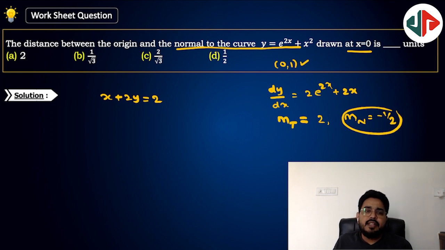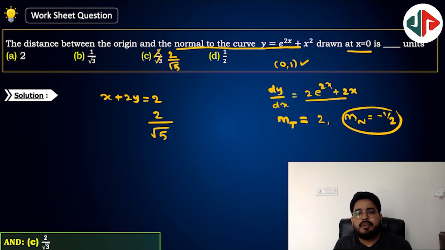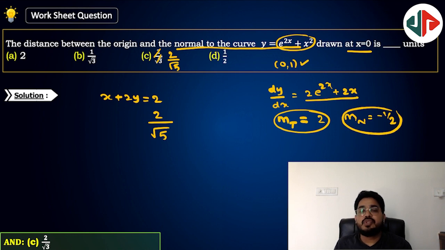So what is the perpendicular distance from the origin? 2 by root 5 should be the answer. So I think they made a small mistake here. This should be 2 by root 5. Because dy by dx is equal to 2 e power 2x plus 2x. Substitute x is equal to 0. You'll get the slope of the tangent. I need the slope of the normal because these two are mutually perpendicular. Minus 1 by 2, having minus 1 by 2 and passing through 0 comma 1 is this line.